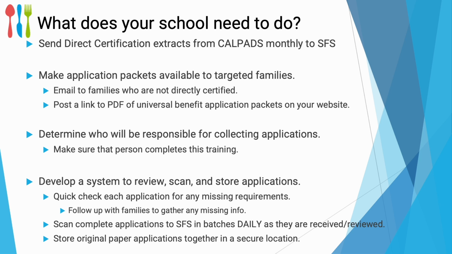And then determine who at the school is going to be responsible for collecting the application. So make sure any persons on that team complete this training. We want to make sure they have all the information they need. And that team should also develop a system to review, scan, and store any paper applications that you do get back, or emailed applications that you get back. Each one that you receive needs to be checked to make sure it's not missing any required info. It needs to be scanned to School Food Solutions.